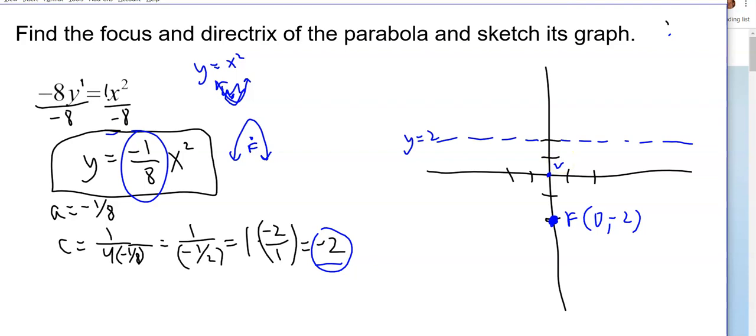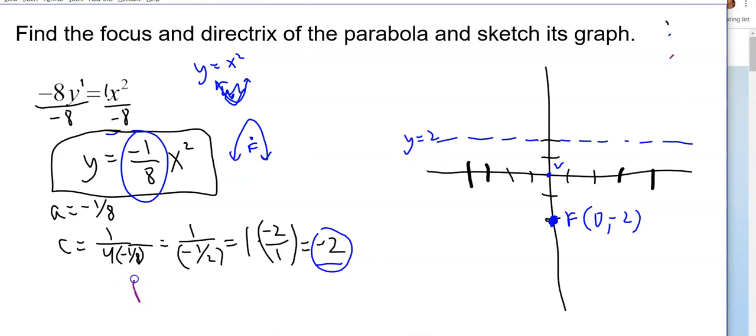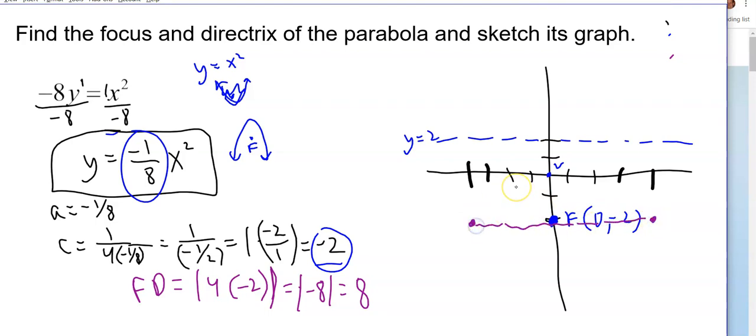I think the hardest thing to do is probably that focal diameter. So I'm going to put a couple more tick marks here. The focal diameter would be the absolute value of 4 times C, which is -2. So we get the absolute value of -8, which is 8. So I need to go 4 in each direction. I go 4 to the right and 4 to the left, make my points. That's a dotted line that connects those two.